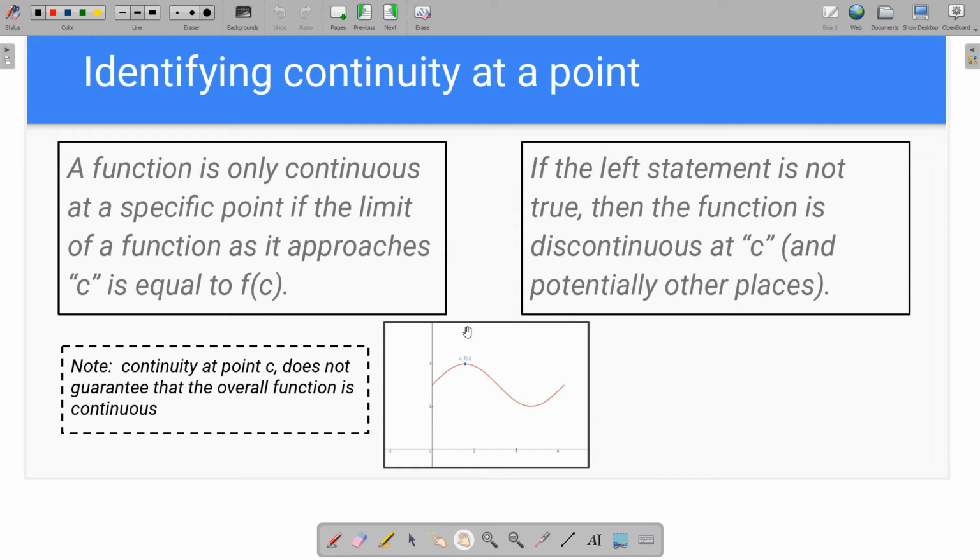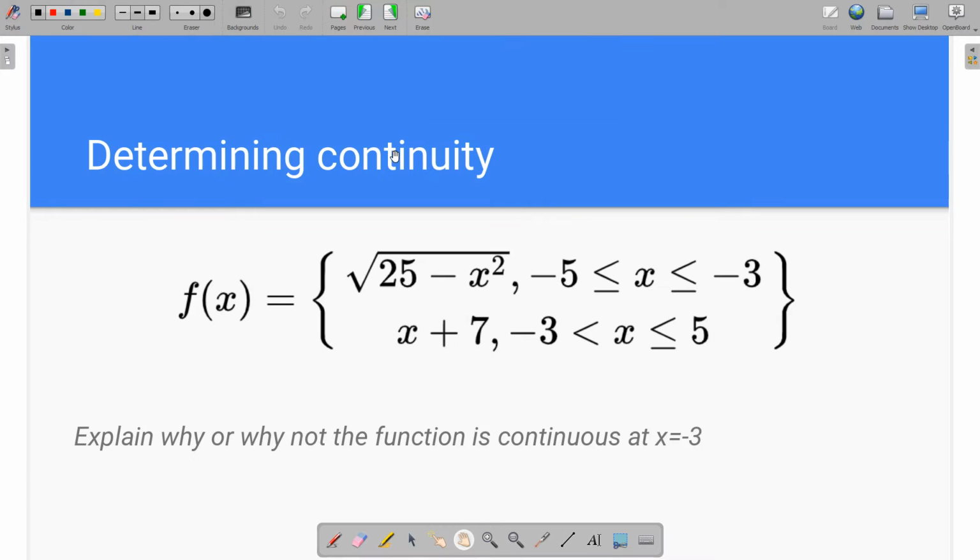And as long as this is true, then the function's continuous at that point, and possibly other places. That has to be true at all points for the function to be continuous along some defined interval. And if there's a discontinuity, there could be discontinuities in other places as well. There could be multiple discontinuities. You could have entire regions that are undefined, but for a specific point, this is the definition that we would use.